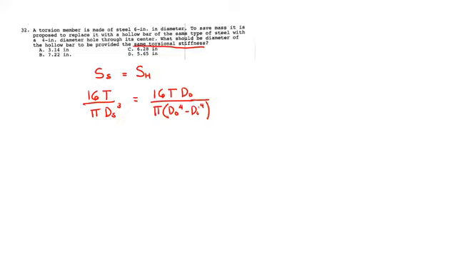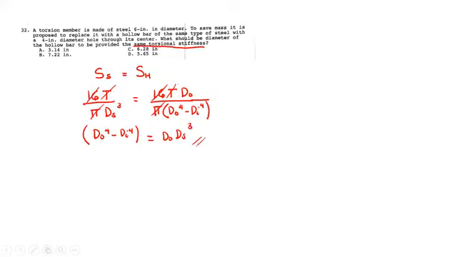Since they have the same torque, that will cancel. 16 cancels, then the pi. What remains is dO raised to 4 minus di raised to 4. Cross multiply, it equals dO times ds cube. So this will be our formula.